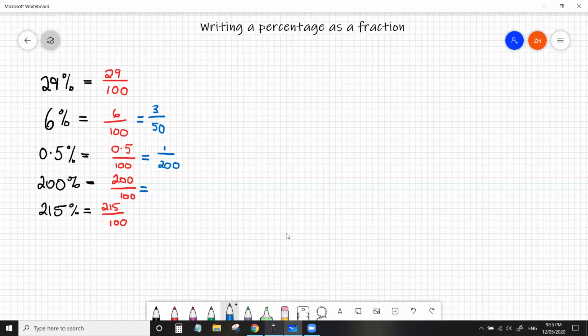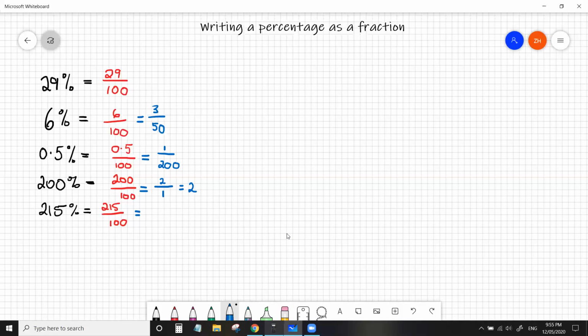With this next one, the number 100 goes into 200 and it also goes into 100. So let's divide the top and the bottom by 100. 100 goes into 200 twice, and it goes into 100 once. And this is a special type of fraction because we've got 1 on the bottom. We can simplify that to a whole number because 2 divided by 1 is just 2. And remember, fractions are just dividing.